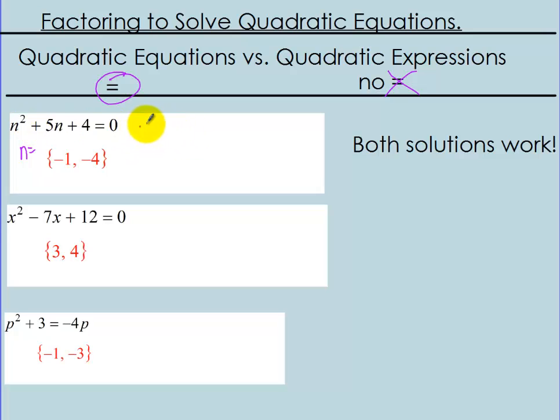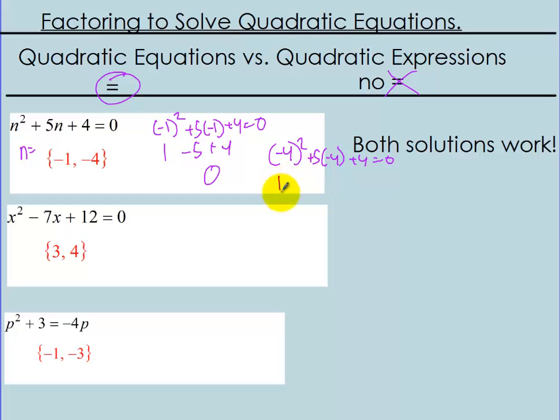Because if you plugged in -1, you would get -1 squared plus 5 times -1 plus 4 equals 0, and that would be 1 minus 5 plus 4, which does equal 0. And if you plugged in -4, you would get -4 squared plus 5 times -4 plus 4 equals 0. -4 squared is 16, minus 20 plus 4, and that does all combine to 0. So that's what is meant by these solutions. If you plug either of those solutions in, it is going to make the equation balanced.